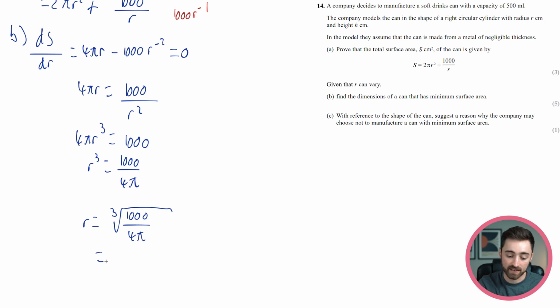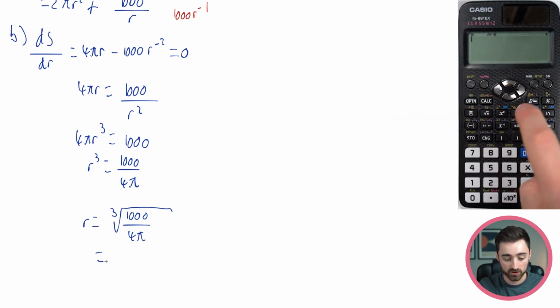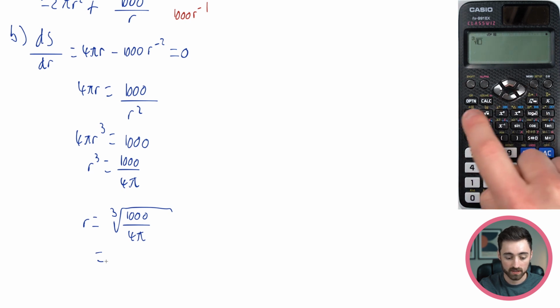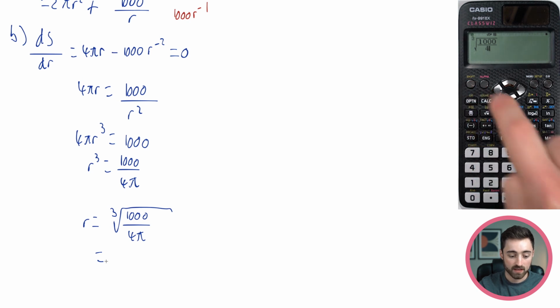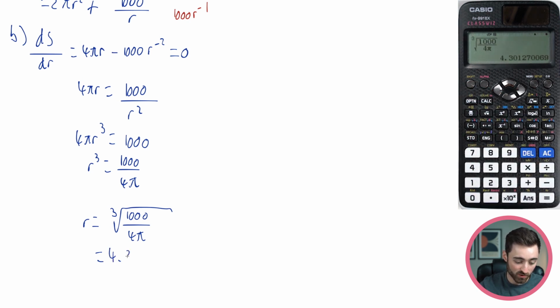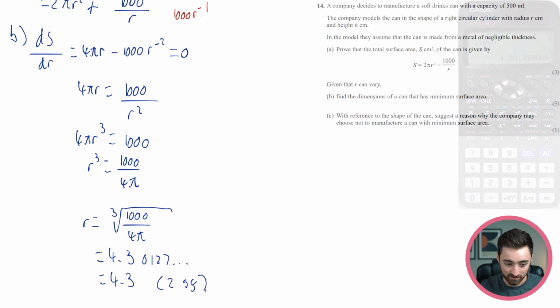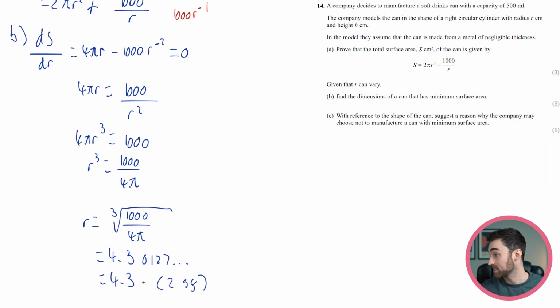Cool, straight to your calculator to get the following. Cube root of 1,000 divided by 4 lots of pi. That gets me something like 4.30127... 4.3 sounds about good to 2 significant figures here. And I believe that is centimetres, 4.3 centimetres.